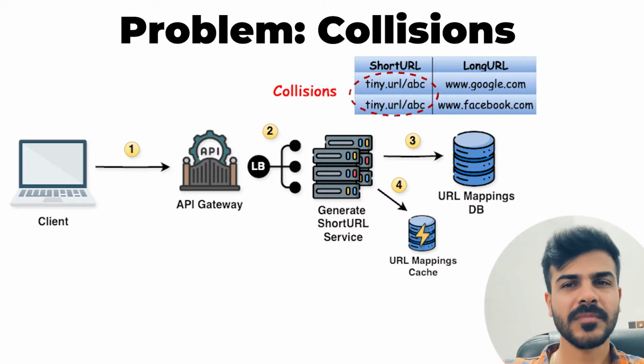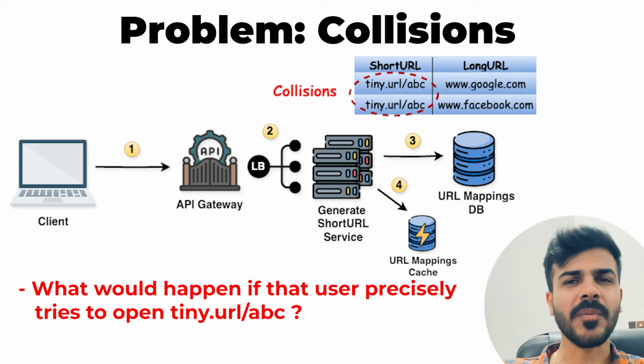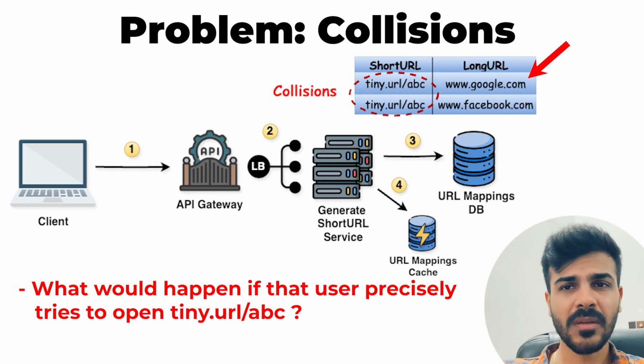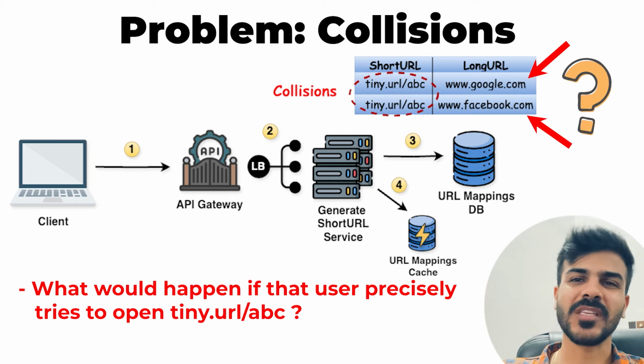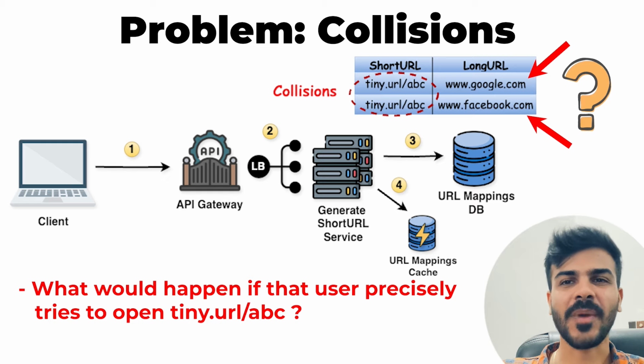Now think about it. What would happen if a user tries to open tiny.url/abc? Would it open Google? Would it open Facebook? It leads to confusion, right? So let us see how we can solve this problem and prevent it from happening.